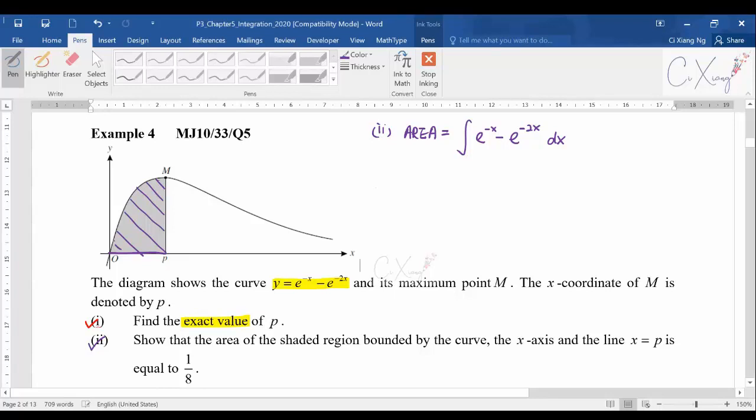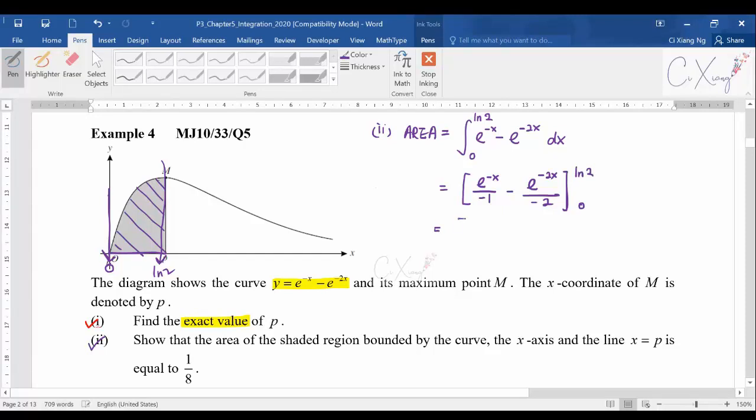And then what's the value that I have to put in here? The x value area starts from here, which is 0, and ends here, which is p. P is ln 2. Therefore, put in the limits from 0 until ln 2. How do you do the integration for e negative x? I'm having e negative x divided by negative 1, minus, I copy e negative 2x divided by negative 2. Then I need to put in the values of ln 2 and also 0.